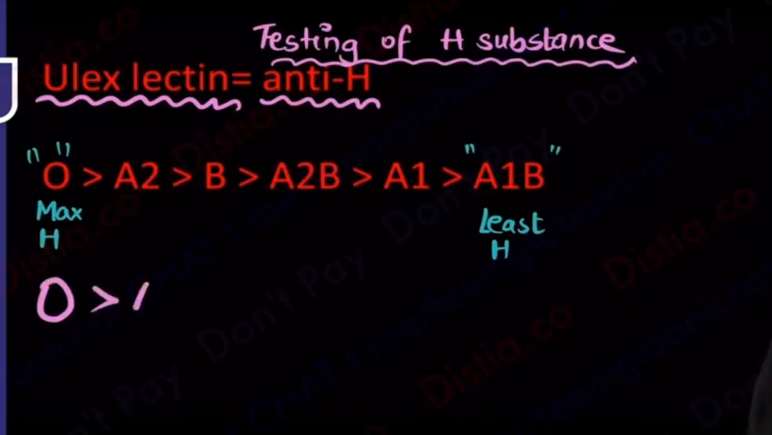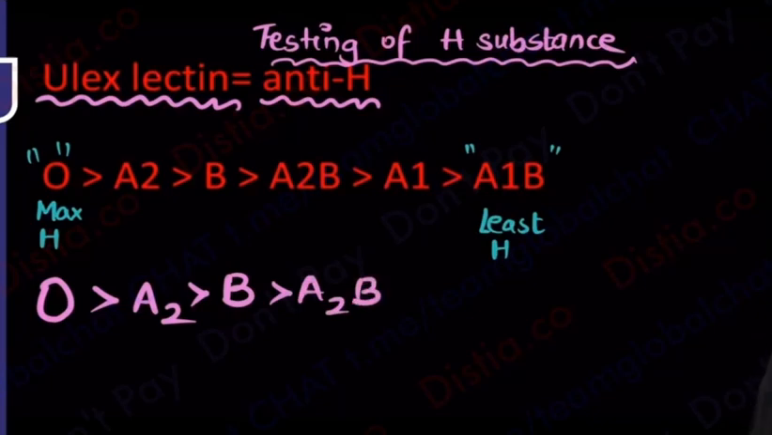So O has maximum, then there is A2. So one A blood group is done, then let me take a B blood group, then let me combine the two, then let me write A2B. So A2 is done, then B is done, then the A2B. So the A2 story is done. So now I can give importance to A1 and then I will give importance to A1B.